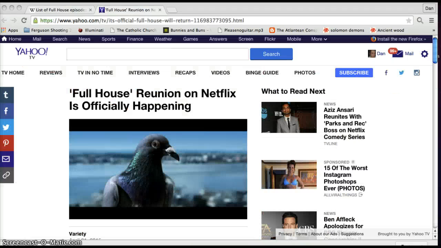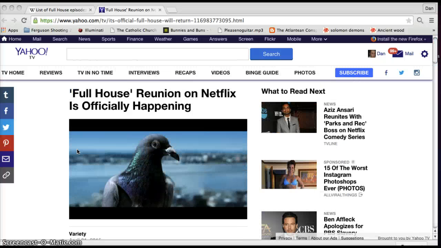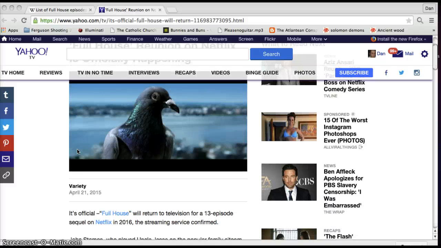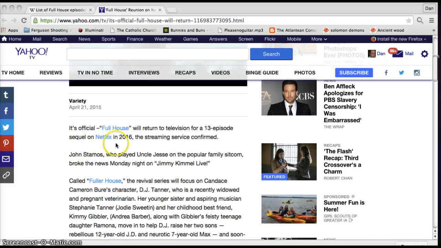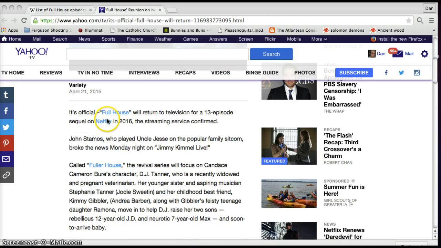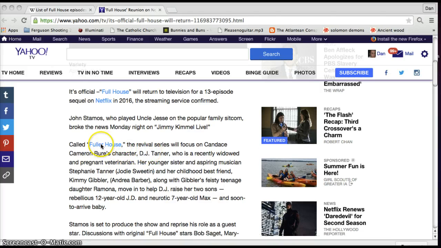So, okay, another thing I want to talk about is Full House, the TV show Full House. It takes place in San Francisco, and it's really funny because they've been talking about it, and they finally just had an article today about how they're actually coming out with another season next year called Fuller House, and it deals with DJ Tanner as the single mom, and then the sisters move in or something. I don't remember the whole plot, but basically kind of what they did with Boy Meets World. It's going to be on Netflix in 2016. It's going to be called Fuller House.